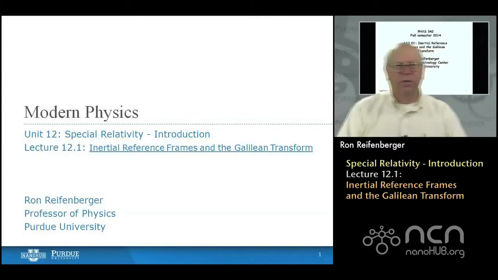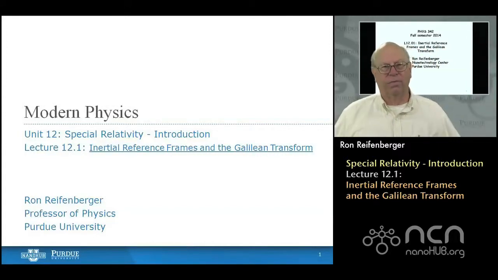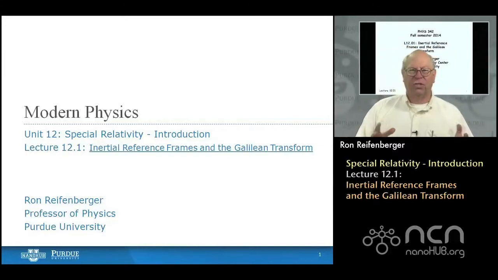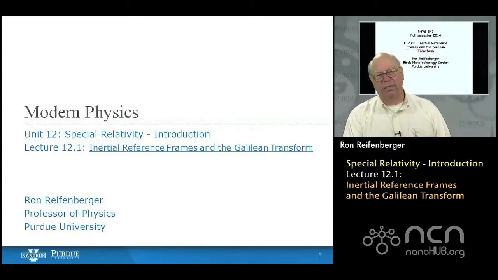This week we're going to start our discussion of special relativity. So we're going to put aside our interest in quantum mechanics. We're going to try to describe in a simple way some of the essential features of space and time that were discovered in the early 1900s as a consequence of some very interesting experiments that were performed at the time.